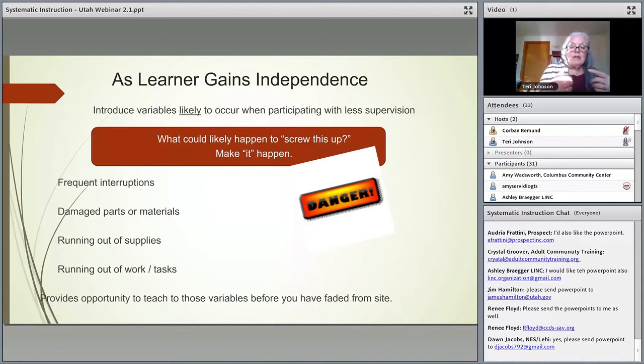What tends to happen if we're the ones doing the teaching sometimes is just by virtue of being there, we've sort of managed some of those variables. The person doesn't get interrupted as much. We're kind of looking ahead to see if the parts they need might be damaged, or they might run out of something. They might run out of their work task, like what they should do next. So without really meaning to, a lot of times we end up sort of managing those variables.